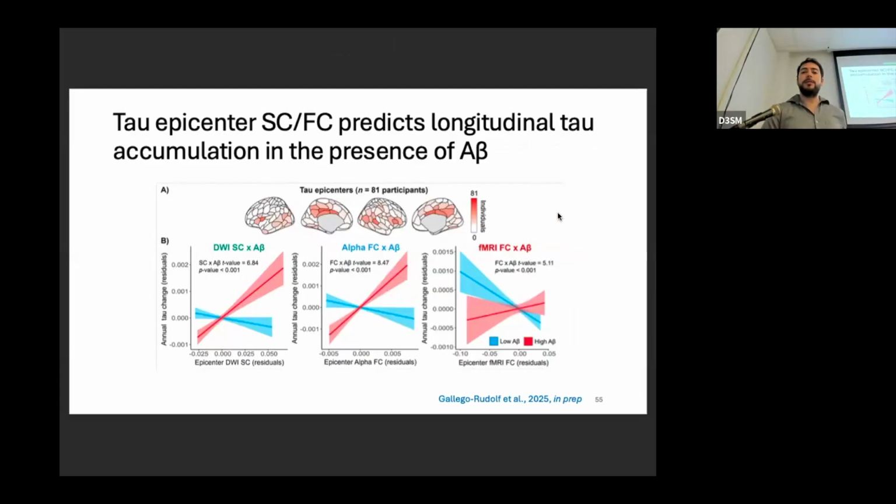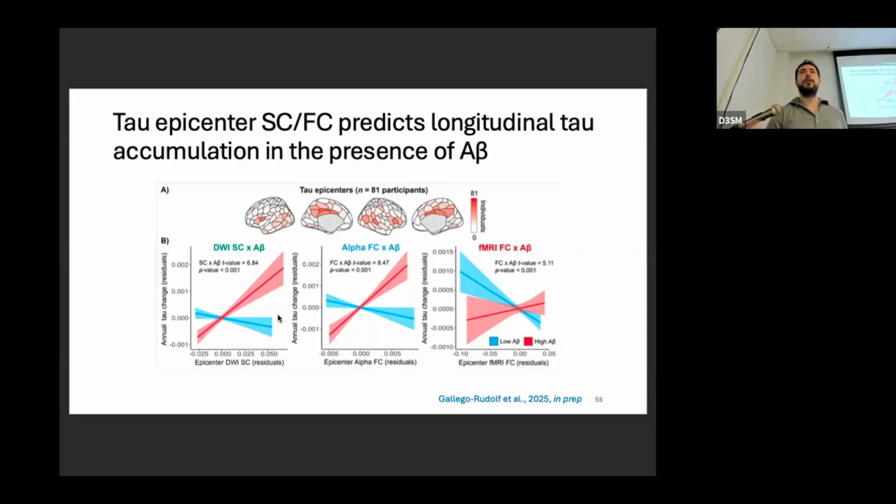So as expected, based on our hypothesis, we do see that there is a positive association where stronger structural but also functional connectivity predicts increasing amounts of longitudinal tau accumulation. But importantly, we see a significant interaction effect where it's only the people who have high levels of amyloid beta, the ones that are showing this strong positive association.